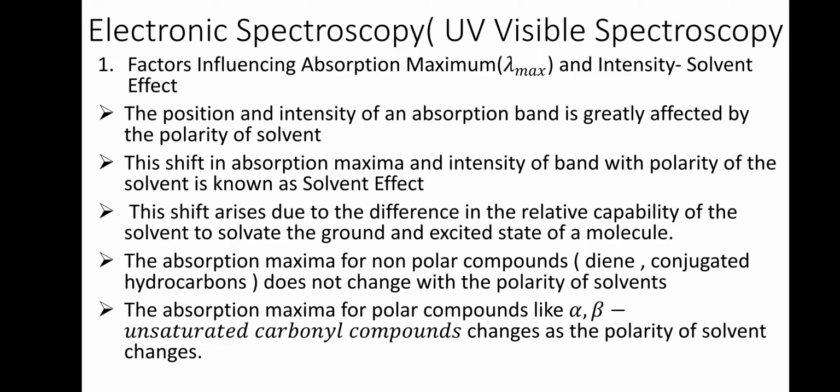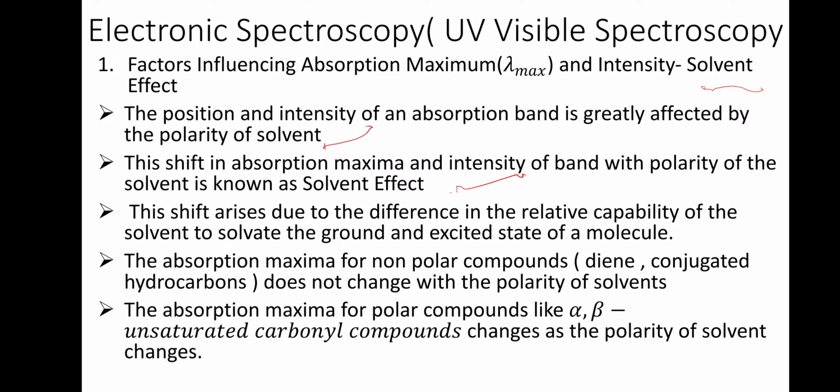Now we will see the factors influencing absorption maxima and intensity. This is known as solvent effect, that is, when we take a solution spectrum, how the lambda maxima value and intensity are affected. The position and intensity of an absorption band is greatly affected by the polarity of the solvent. The shift in the absorption maxima and intensity of the band with polarity is known as solvent effect. This shift arises due to the difference in the relative capability of the solvent to solvate the ground and excited state.